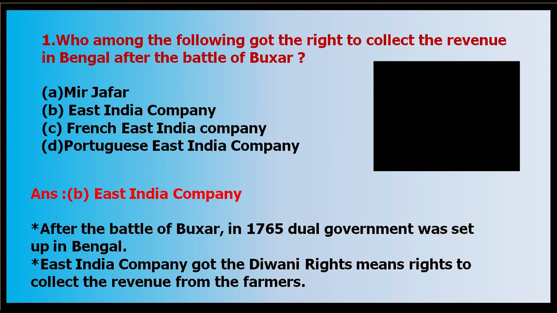So you can see the correct answer is East India Company. After the Battle of Buxar in 1765, dual government was formed in Bengal and the East India Company got the Diwani rights, meaning rights to collect the revenue from the farmers. So let's move to the next question.